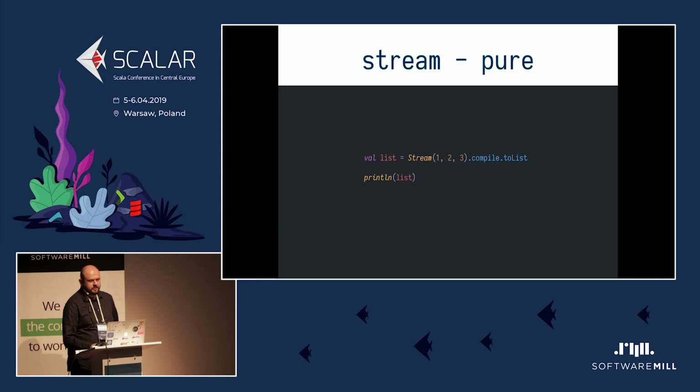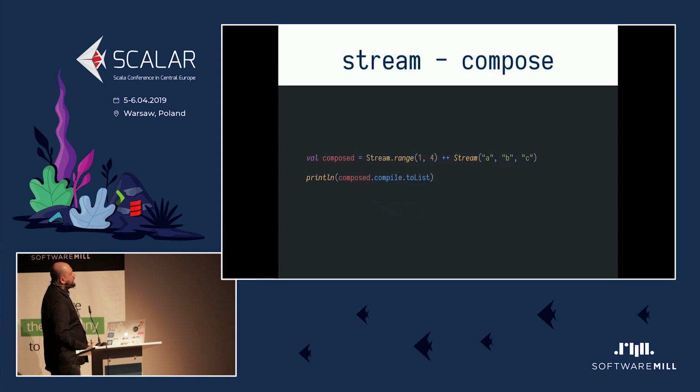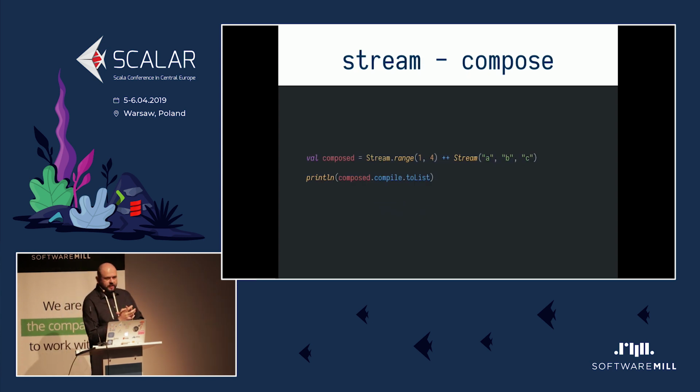So we have three integers. We're defining the stream from the three integers. Then we need to compile that definition to the execution tree, and then we materialize the result by calling toList. This aggregates the stream into the list. Here's the result. We can basically compose these streams like, for example, a normal list or other Scala collections. When we run this, the output is pretty obvious.